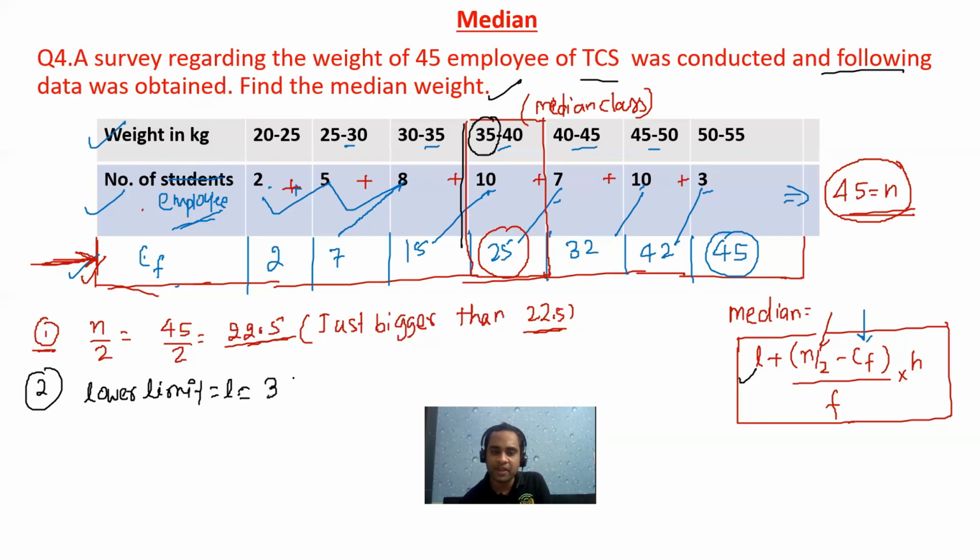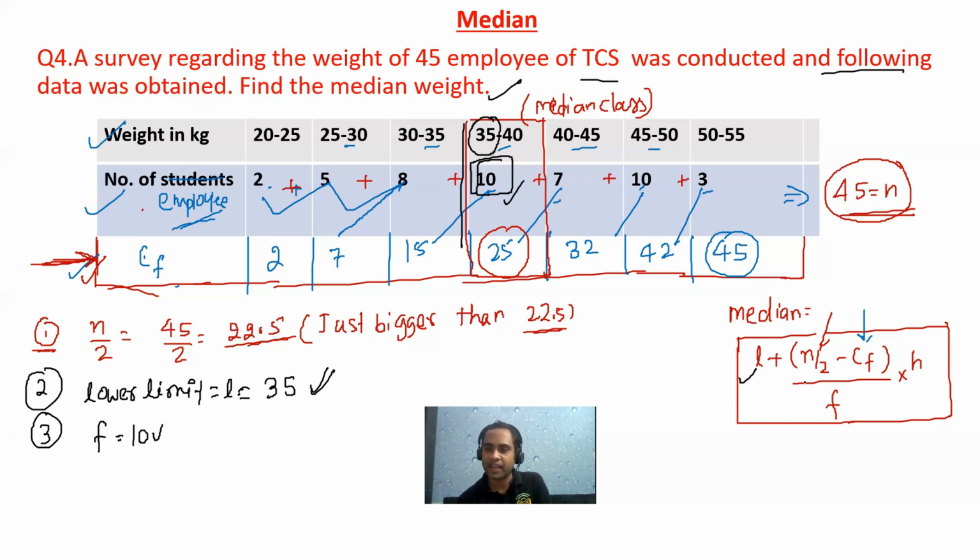So the lower limit of the median class is nothing but 35. See, getting the median class is important. Once you get the median class, then we will be able to get the other data. Now, median class got, and lower limit we have already got. Then F is nothing but frequency. In the median class, what is the frequency? The frequency is nothing but 10.